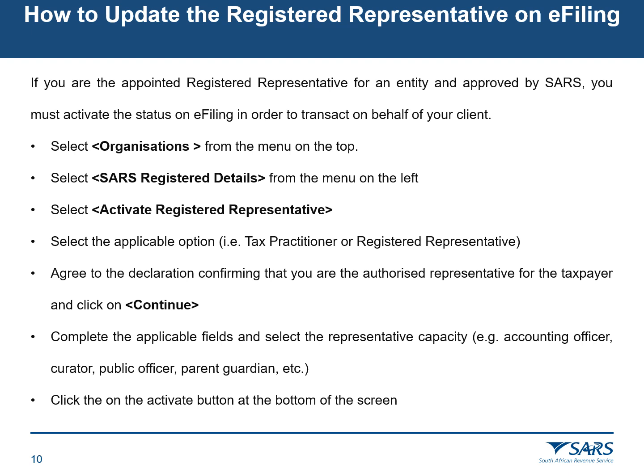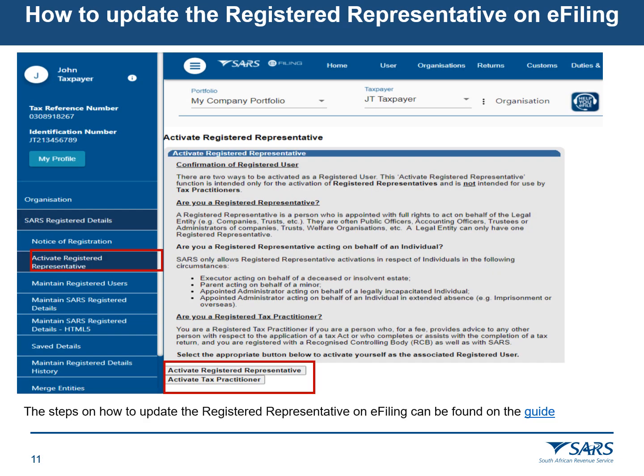Complete the applicable fields and select the representative capacity. For example, the accounting officer, curator, public officer, parent. Click on the Activate button on the bottom of the screen. This is the landing page that you would see on eFiling. So once again, this is how you would do it. You would click on Organization, click on SARS Registered Details, click on Activate Registered Representative.